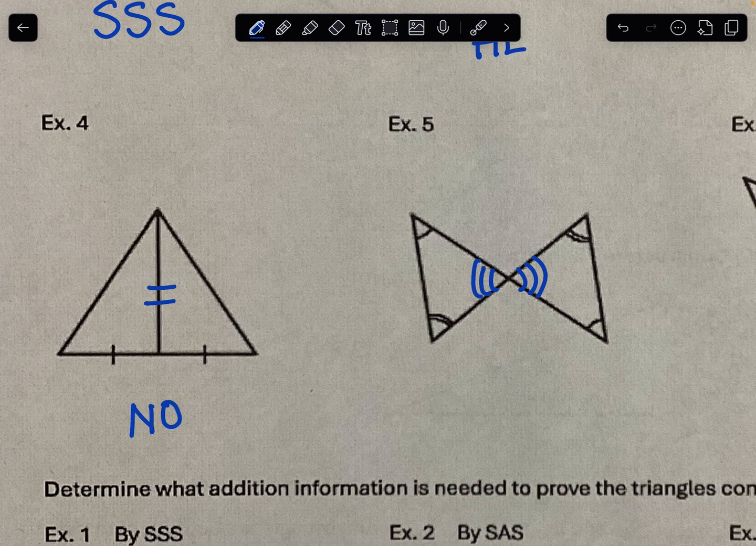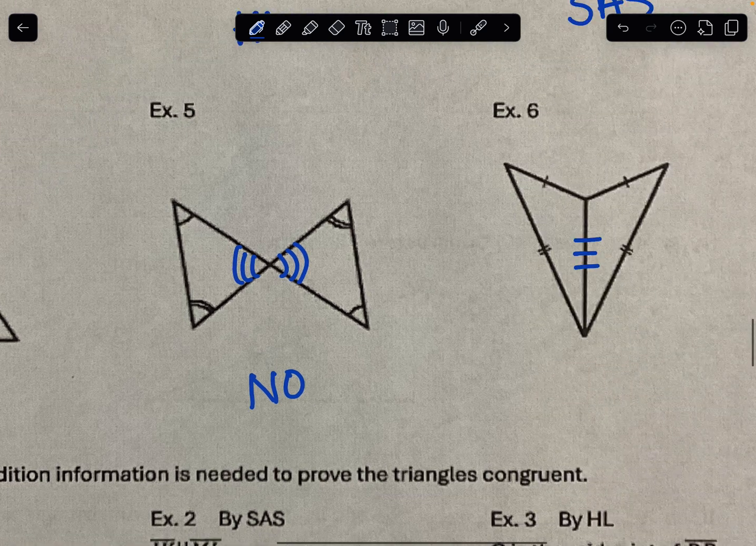Okay, what about example 5? Do we have all three sides? Yeah. Side, side, side. We have all three sides here? No, we have all three angles. That's different. Do we have side, angle, side? No. Do we have hypotenuse, leg? No. So none of the above. Okay, what about our last one? Side, side, side. Good.